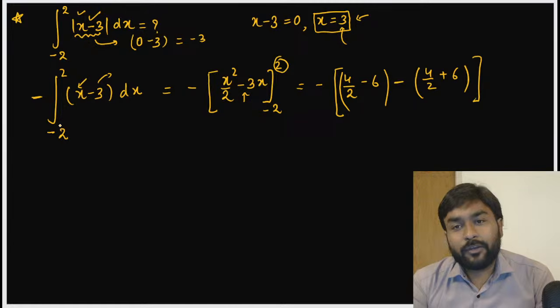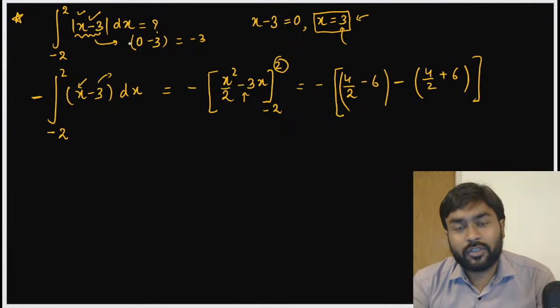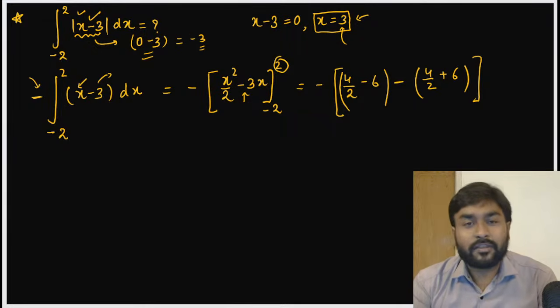Correct? So any one value we take from minus 2 to 2 will decide the sign of this modulus. So we took 0. If you take 0, it is coming minus 3, so one extra minus we will apply. If it comes plus 3, it will open with a plus sign.